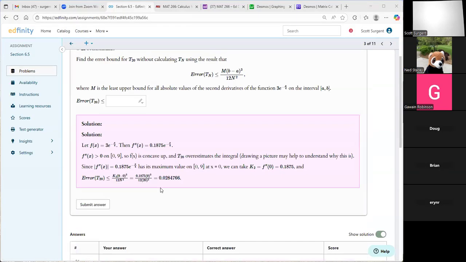This kind of question, let me share the screen real quick, because even though it's not going to be on the test, I'm going to go ahead and share the screen. I'm looking at the solution because I'm curious what they did.